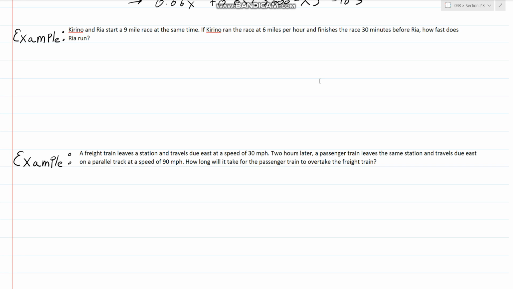Okay, in this video, I want to talk about how we can solve physics-type problems in our discussion of mixture problems. In this problem, we have two people and they start a 9-mile race at the same time. If Carino ran the race at 6 miles per hour and finished the race 30 minutes before Ria, how fast did Ria run? Okay, so I'm going to break it up as the two different people.